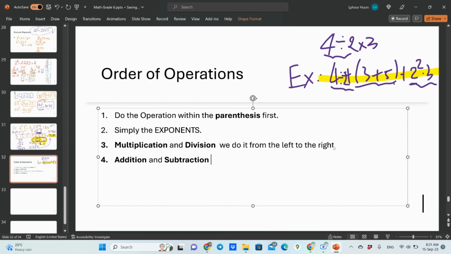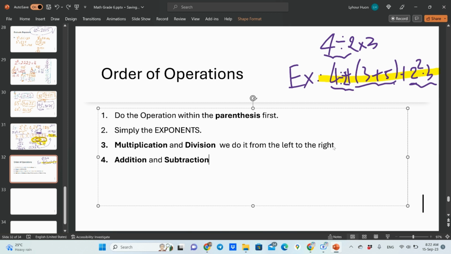Subtractions. And how about addition and subtractions? Do we do which one first, or left to right? From the left to the right too? We do it from the left to the right.